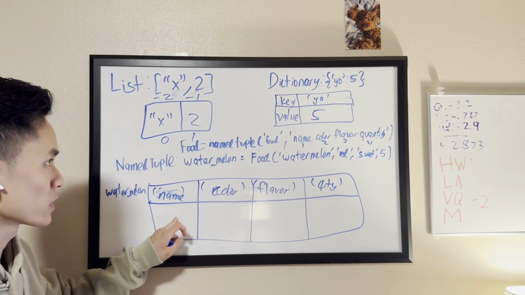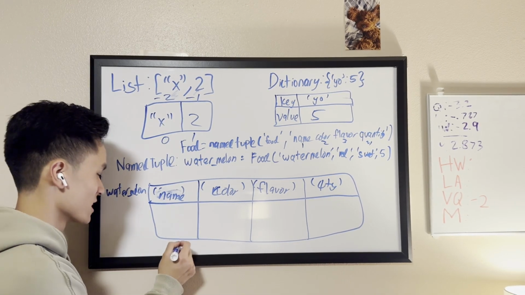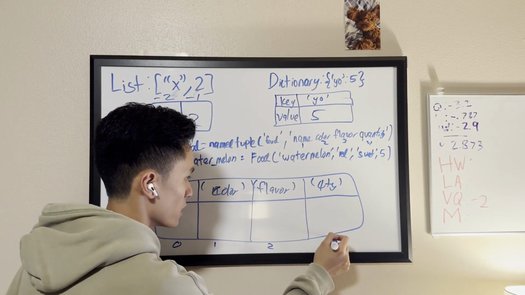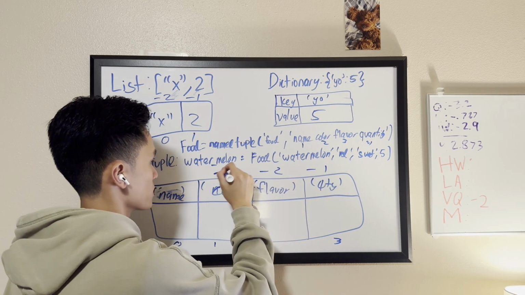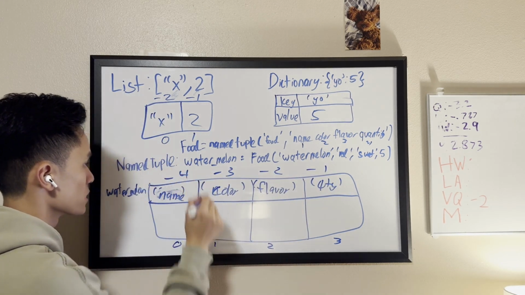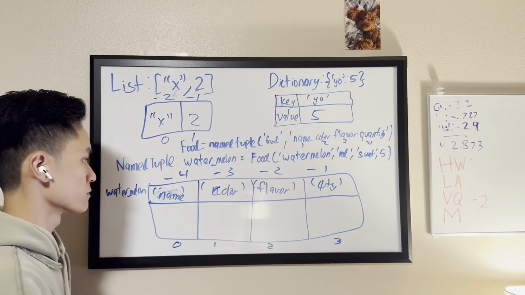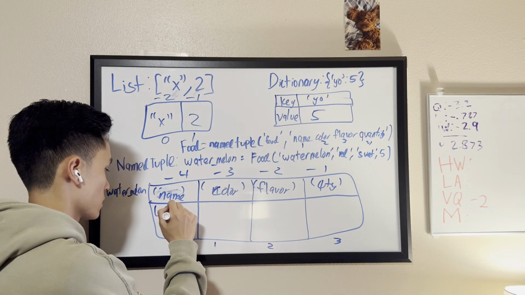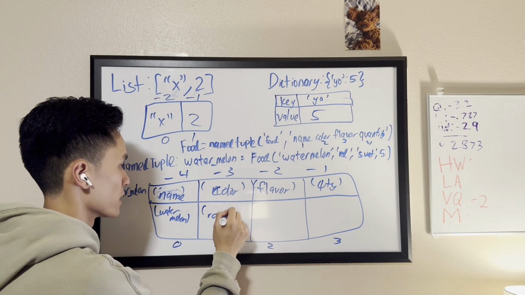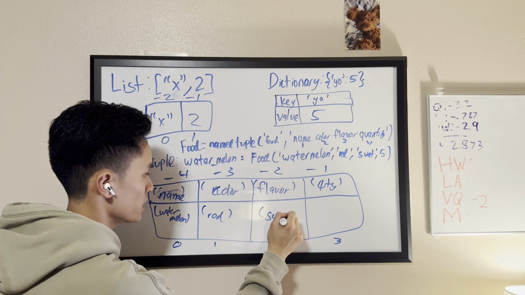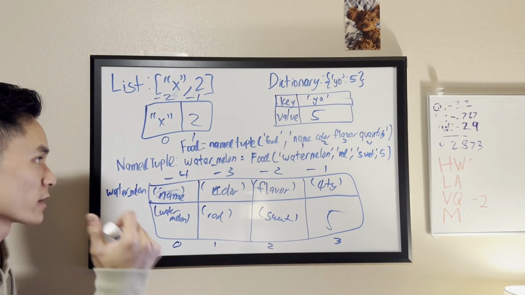So, what are we going to put in here? Don't forget, indexes. 0, 1, 2, 3, and negative, so -1, -2, -3, and -4. So now that we got our negatives and our positives, next, let's put the values, which are watermelon, red, sweet, and 5.